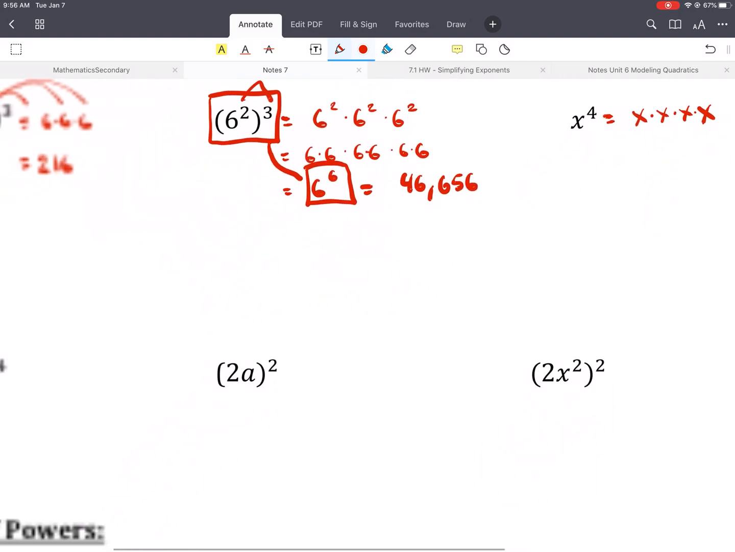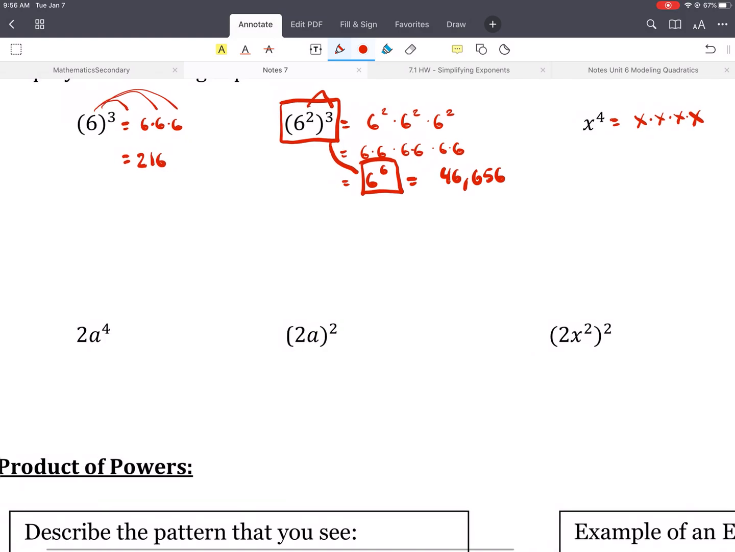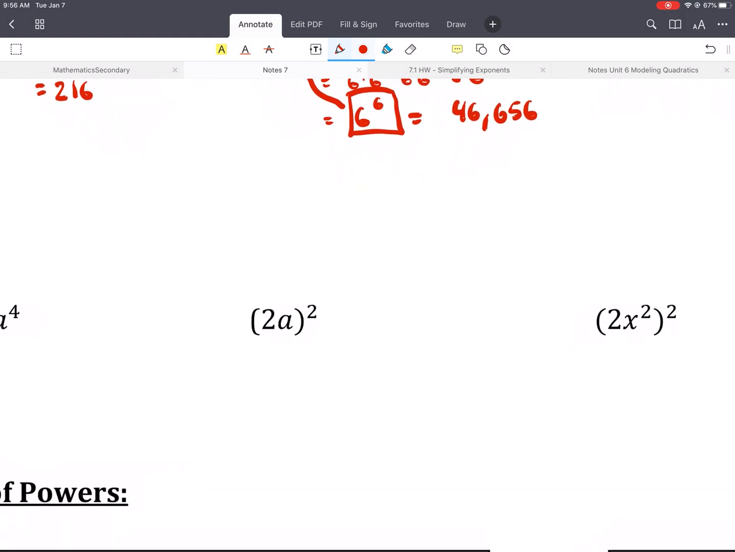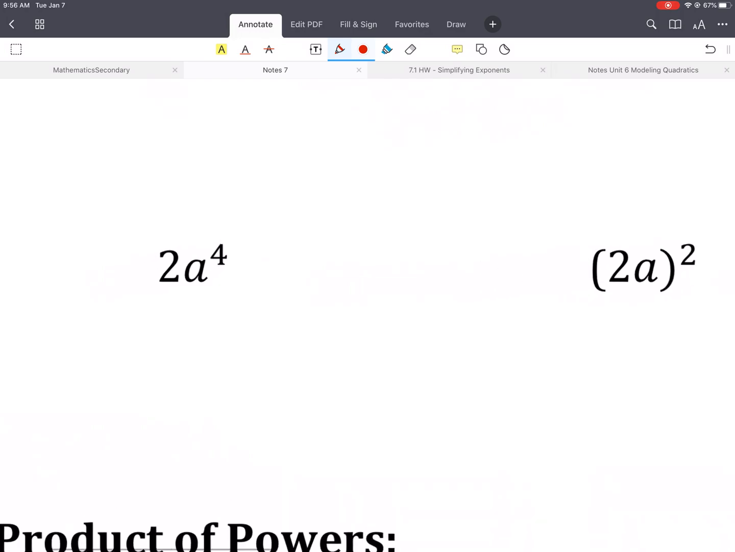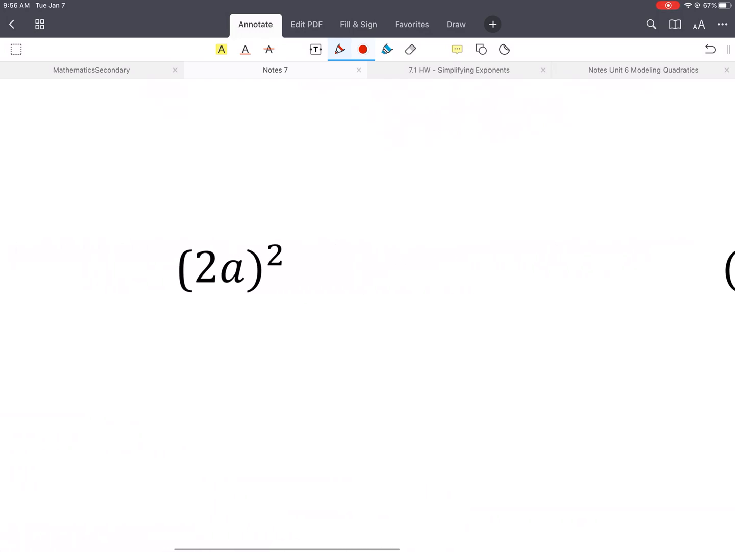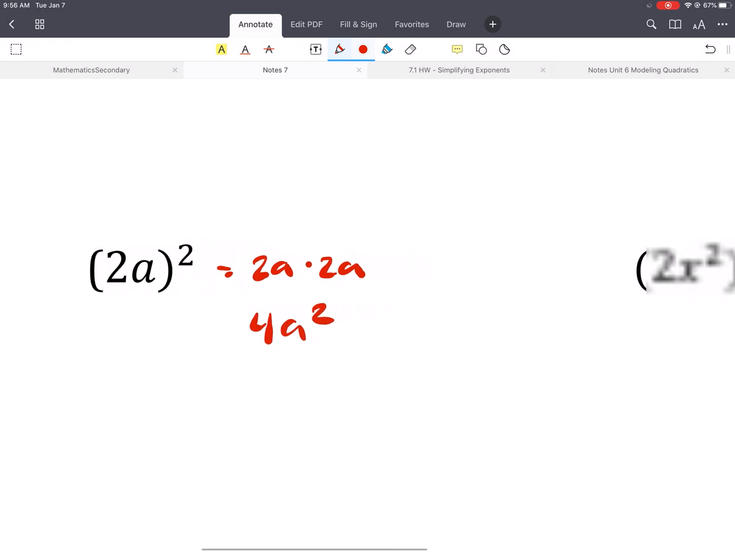All right, so here we can do it a little quicker now that we know the relationship. And I guess this is a power inside of a power. I guess let's go over these other ones. So this is already simplified. We can't do anything with that one. This one we can simplify. That would be 2 times a times 2 times a. That gives us 4a squared.